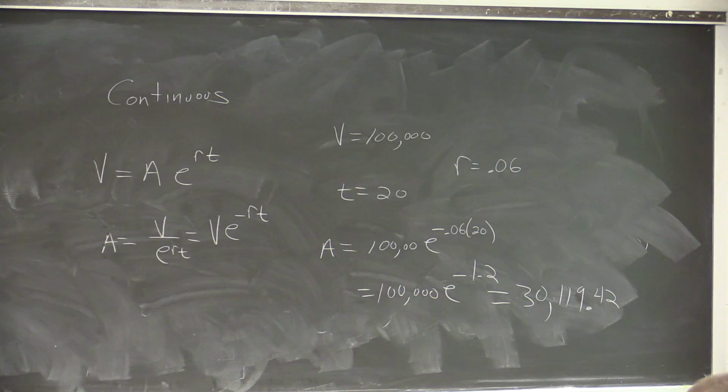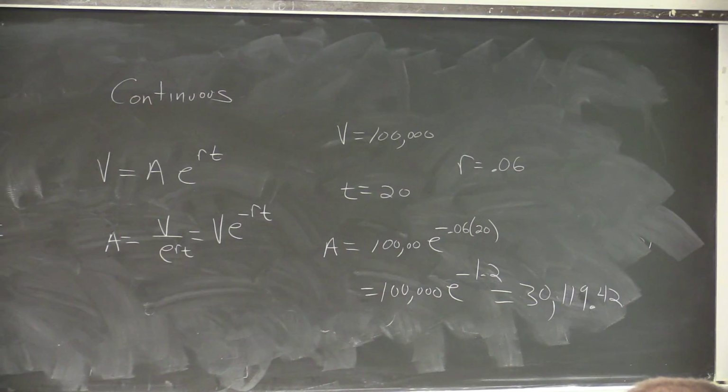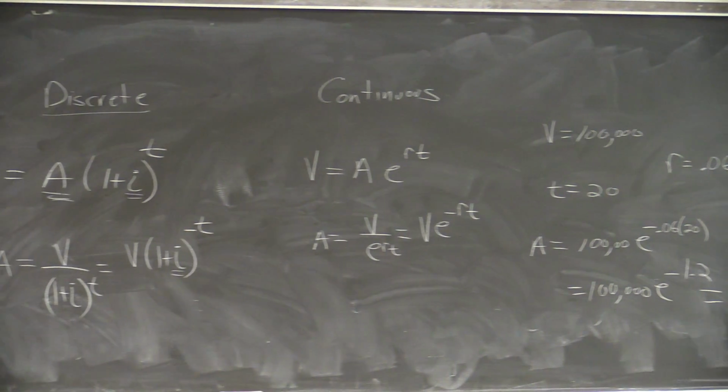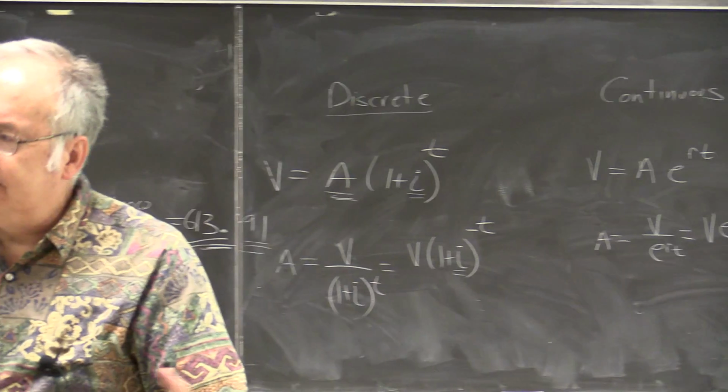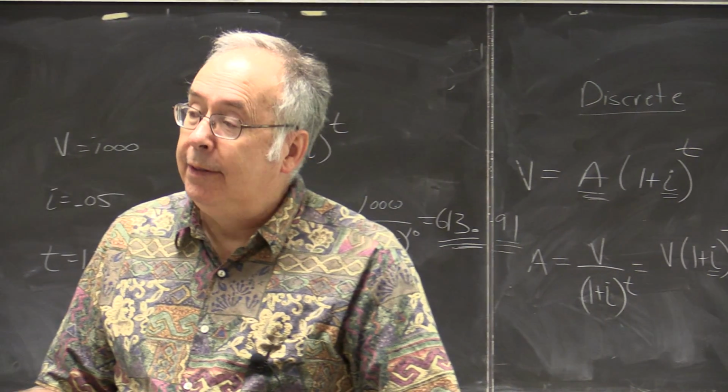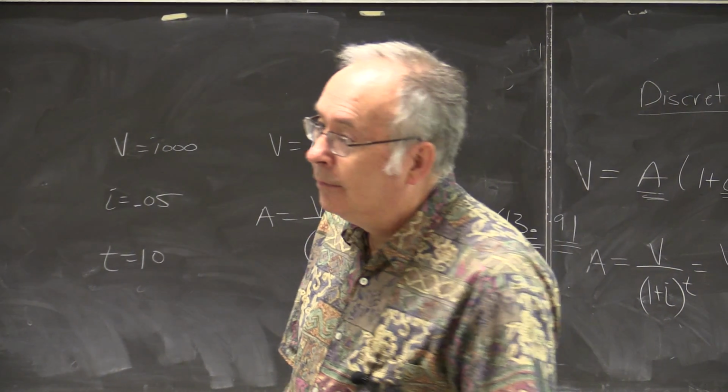Or to turn it around, if you had $30,119.42 right now, you could invest it, and in 20 years it would be worth $100,000, if the continuously compounded interest rate is 6%. I don't know if you could find that interest rate. That'd be impressive. Today, that would be pretty good. That would be more comparable to what you'd expect for a return invested in the stock market, or maybe risky bonds or something. Yeah. Right.